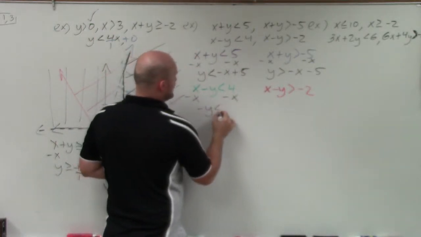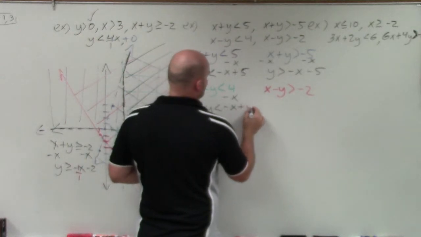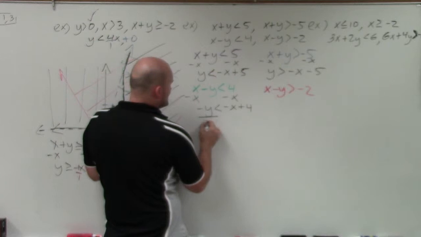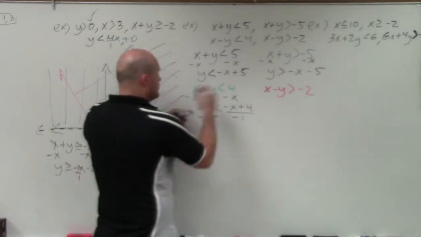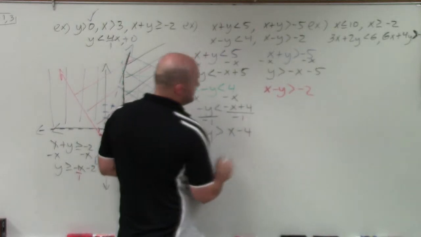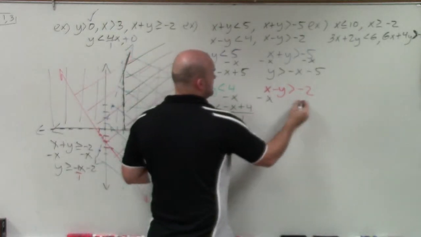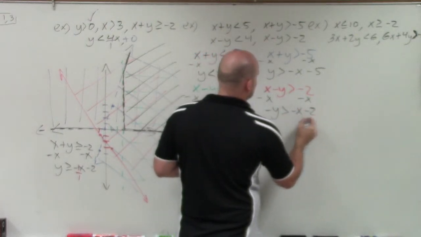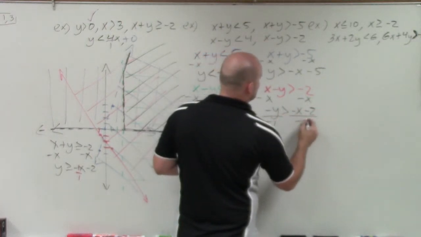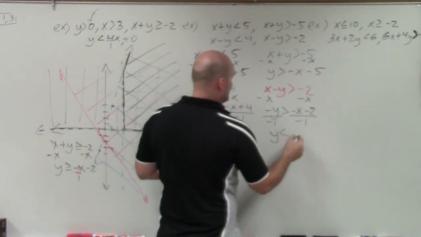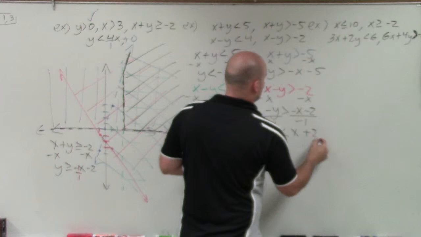Over here, I subtract an x from both sides, so I have negative y is less than negative x plus 4. But I'm solving for y, not negative y, so I have to divide by negative 1, which makes me flip the sign. That becomes y is greater than x minus 4. I do the same thing over here. Subtract an x on both sides. I have negative y is greater than negative x minus 2. Divide by negative 1, and the negative 1 divides into both terms. So y is now less than x plus 2.